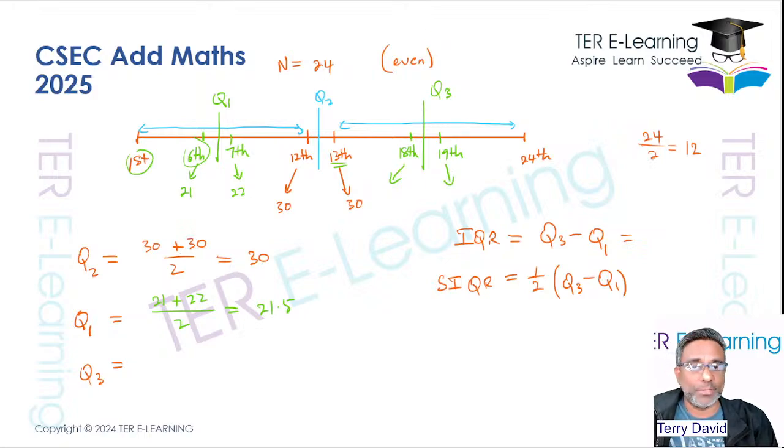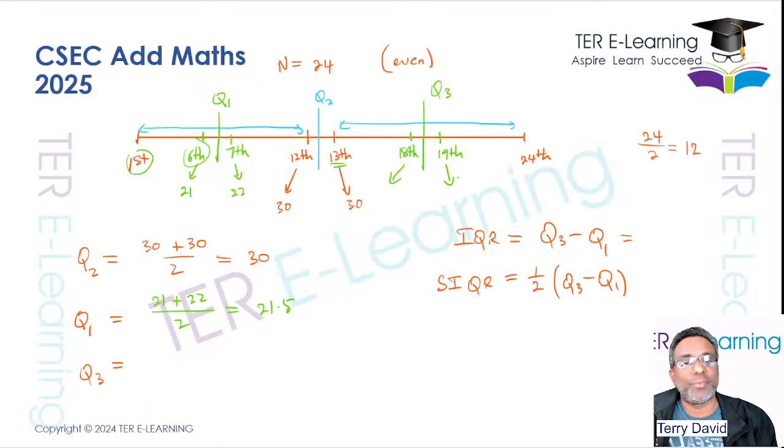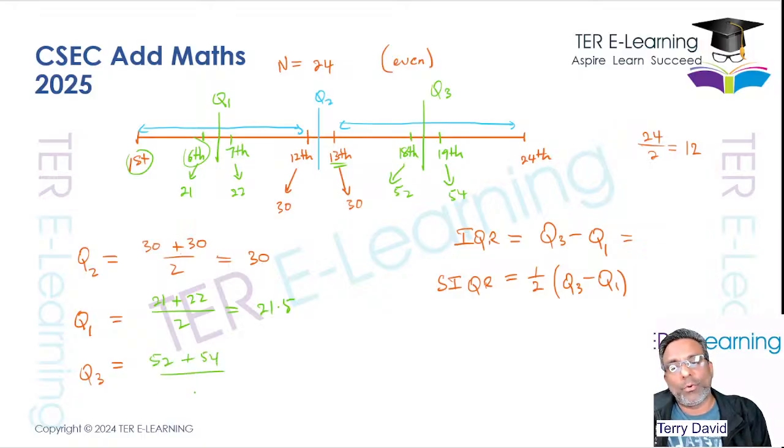So let's go to the table. 1, 2, 3, 4, 5, 6, 7, 8, 9, 10, 11, 12, 13, 14, 15, 16, 17, 18, 19. So that's 52 and 54, right? 52 and 54. So this here is 52 and this here is 54. So you're going to use those two numbers to get Q3. So this is going to be 52 plus 54, all over 2, and this will work out to 53, right?